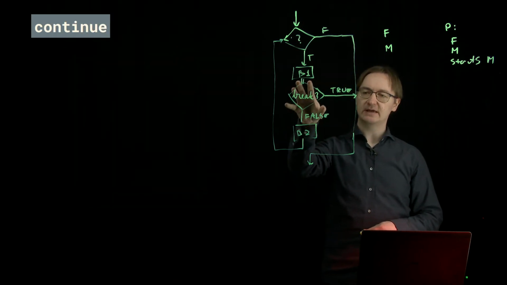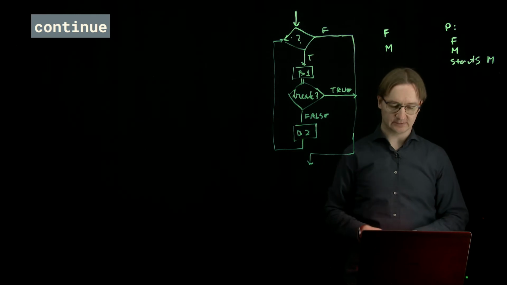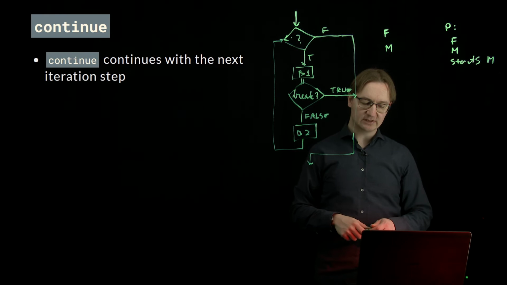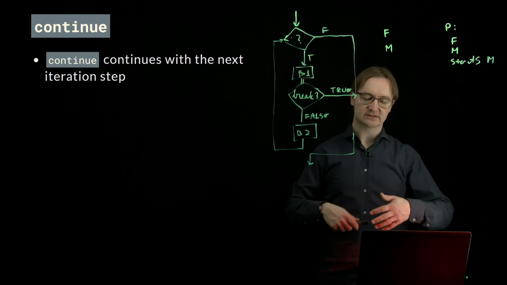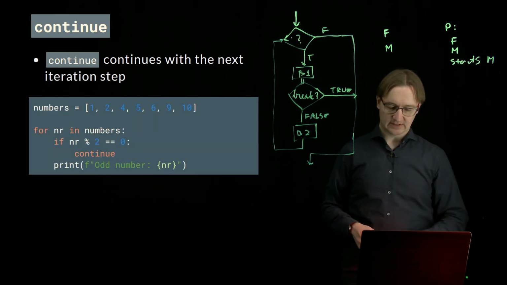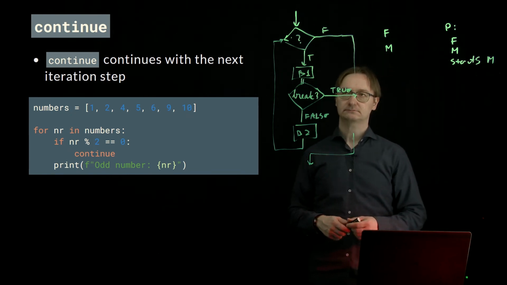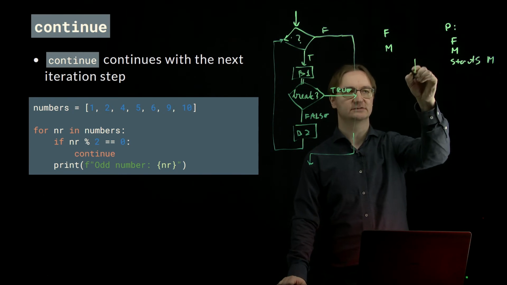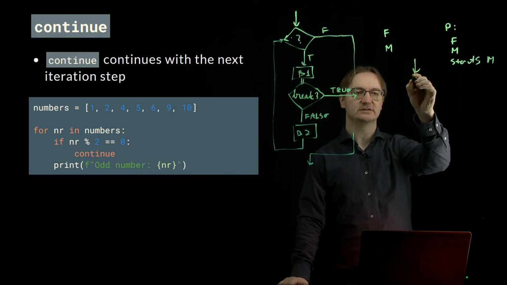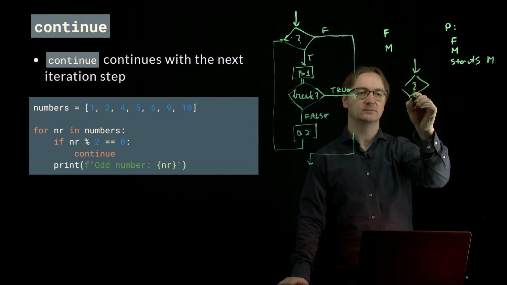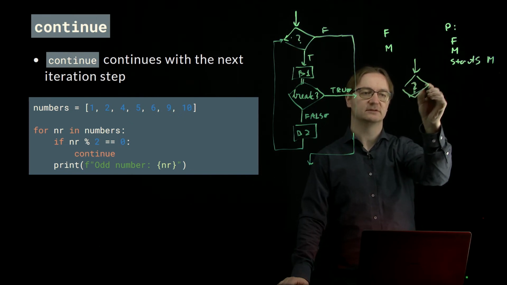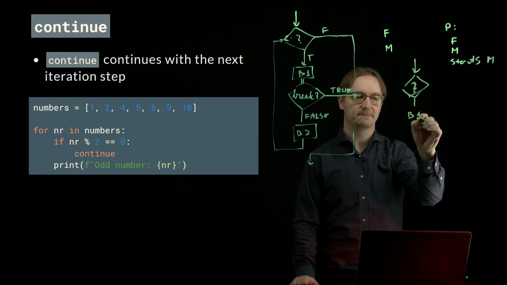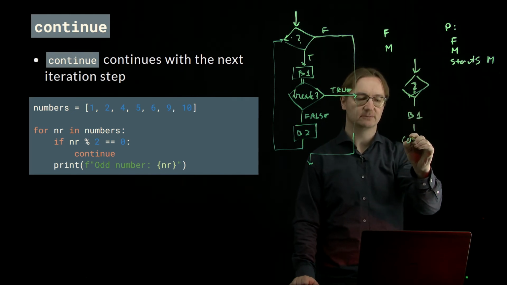In addition to the break, there is also continue, which can be used to control the loop execution. So the continue continues with the next iteration step. And here is an example. Basically, I can draw a similar drawing here. We still have this condition, which states whether we go into the loop or not. Then we have some statements, then we can use continue.